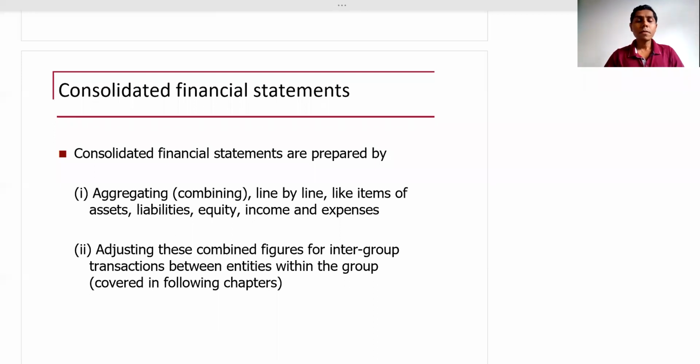Okay. Then what we do after combining all line items, we need to adjust for the combined figures. We call them intergroup transactions. Okay, we need to make a lot of adjustments. That is a very comprehensive and complicated process.